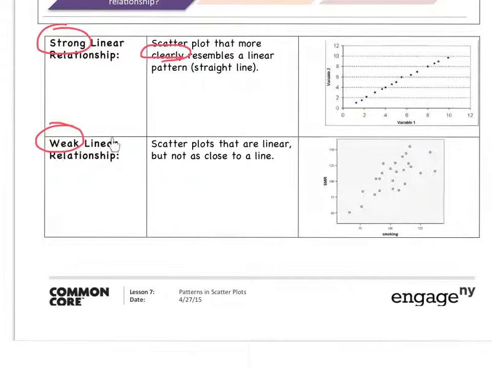For a weak linear relationship, the scatter plot is linear, but the points are not as close to a line. Notice in my graph, yes, it's positive, increasing from left to right. But if I draw a line, the points aren't as close to my line. There's a lot more space in between them. That's why the second one is a weak linear relationship compared to the first one.